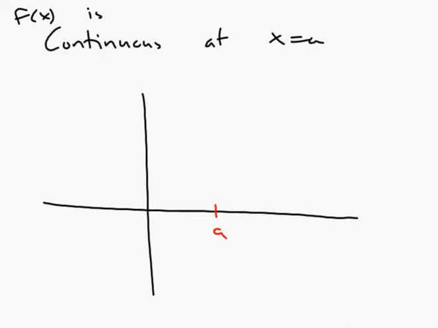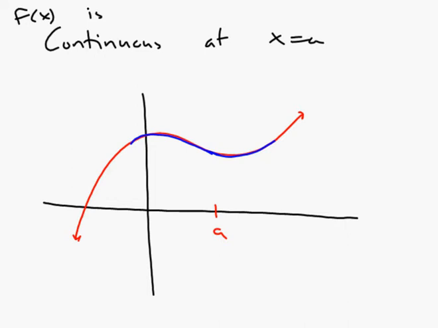that when we get to x equals a, if we were going to trace over this red function with our pen, we wouldn't have to lift our pen at all. We could just keep tracing right through and it'd be no problem. If we were walking along this function, we wouldn't see any breaks in the path or in the road or anything like that.